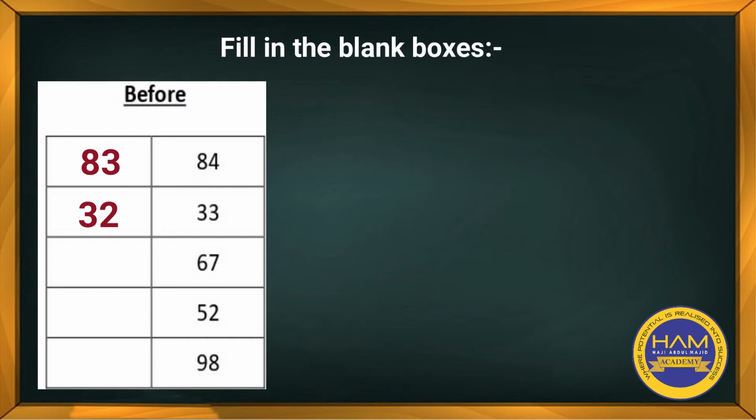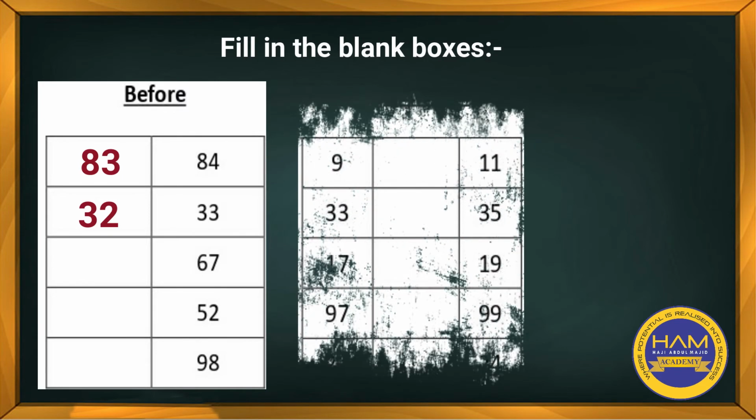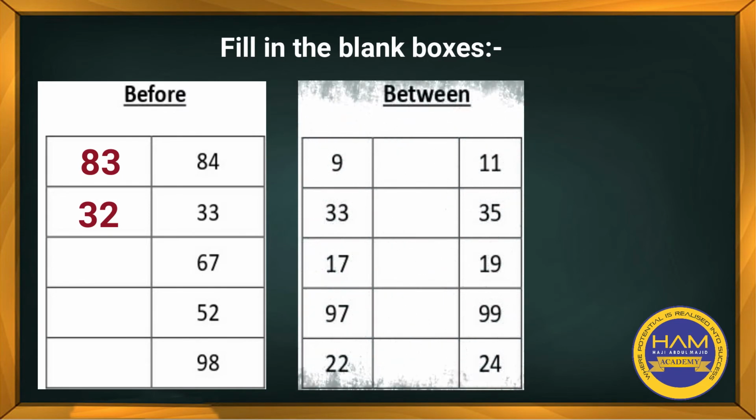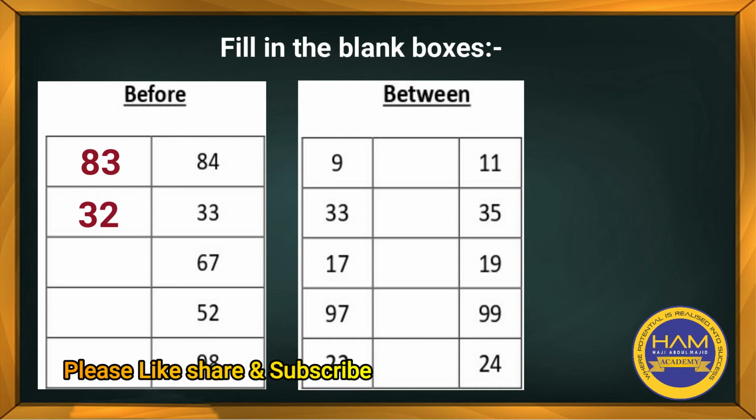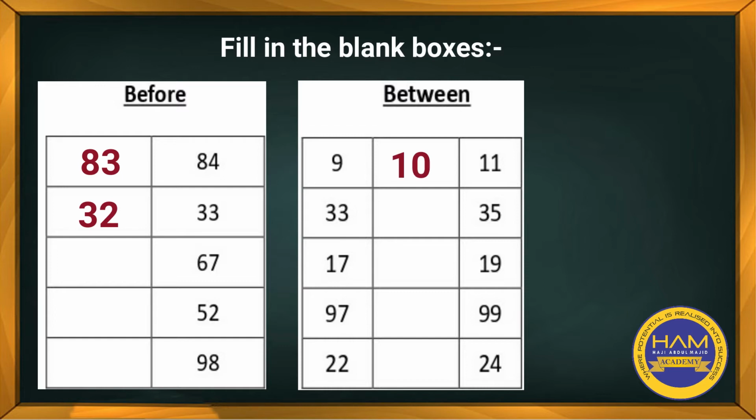Now let's come to the numbers which come between the given numbers. The first question is 9 and 11. Here we have to find out which number comes between 9 and 11. It is number 10. So we are going to write number 10 between 9 and 11. Now try to do the next questions on your own.